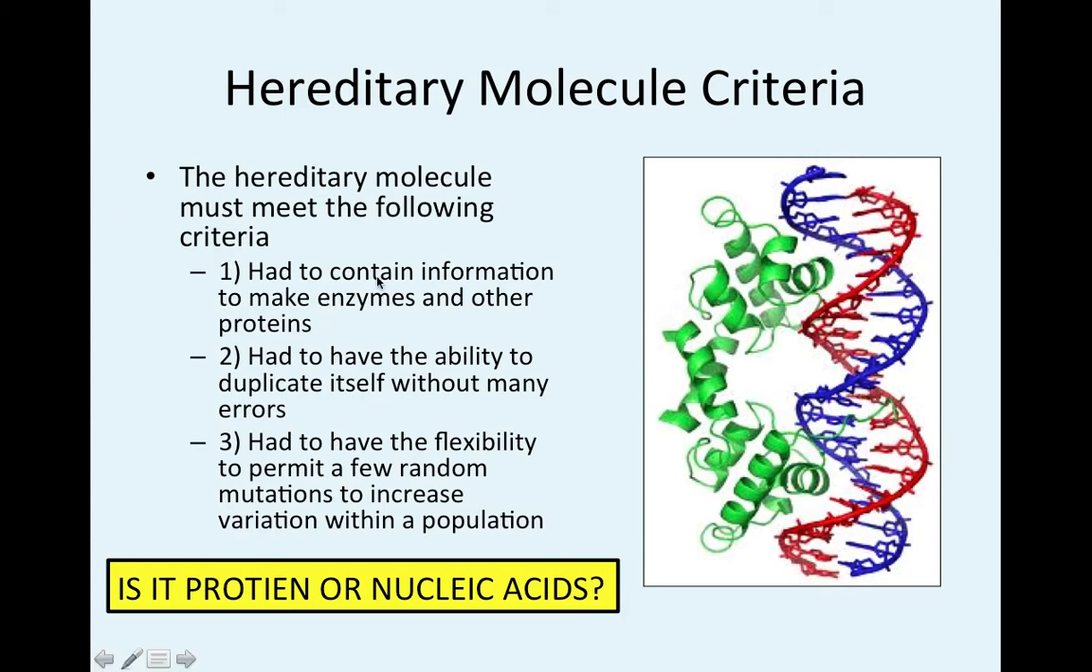Right? If you want to make some skin, I'm going to have to do some reactions to make skin. So I'm going to have an enzyme that controls the reaction for making skin. So really, in the ultimate control of things is protein, and specifically it's enzymes. So whatever the genetic information is, it needs to be able to control and make enzymes, okay, or proteins. The other thing, it has to have the ability to duplicate itself without many errors.